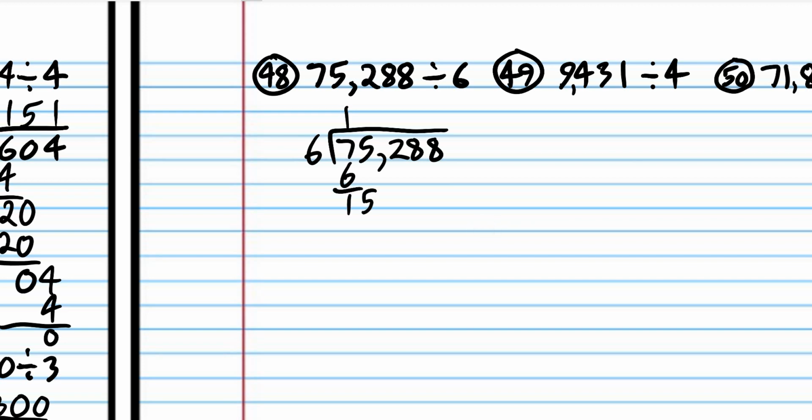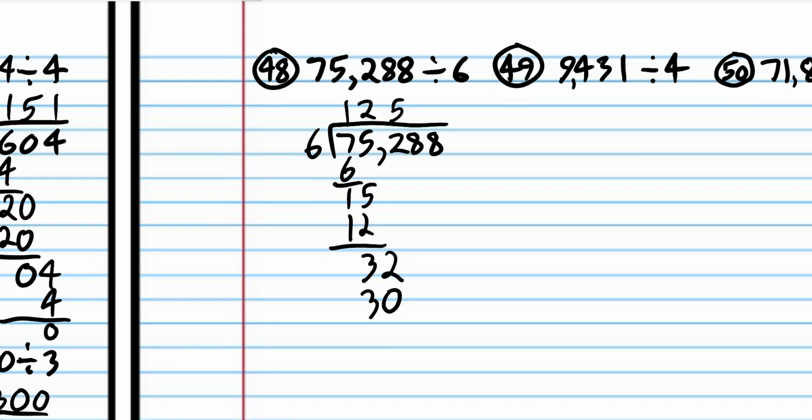Bring down the 5. 6 goes into 15 2 times. So you put your 2 above the 5. 6 times 2 is 12. Put the 12 down here. 15 minus 12 is 3. As usual, you always got to bring down the next number. 6 goes into 32 5 times, because I know by my multiplication facts, 6 times 5 is 30. Write the 30 down here.